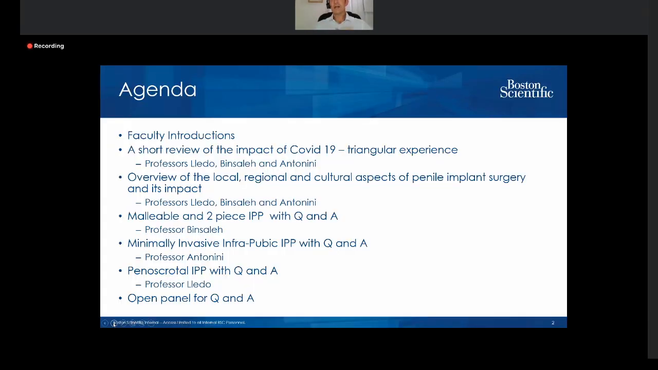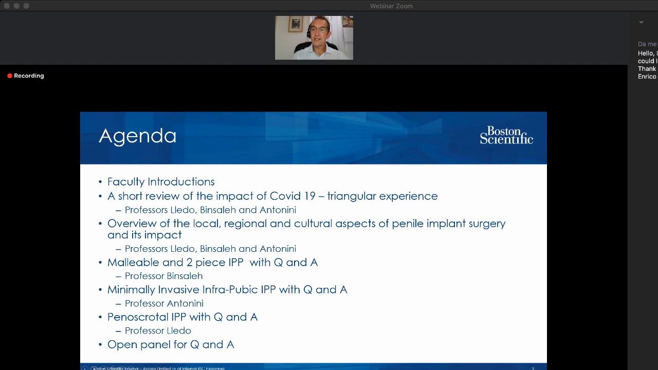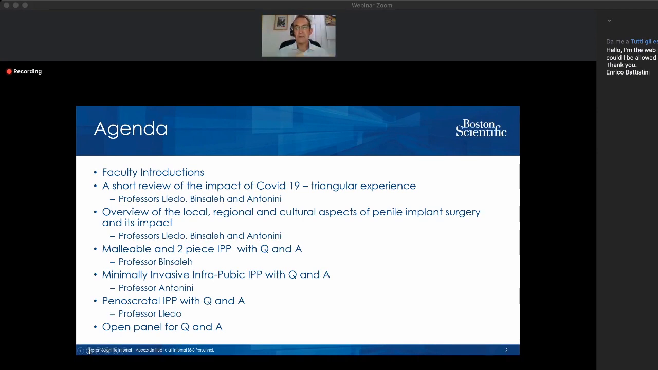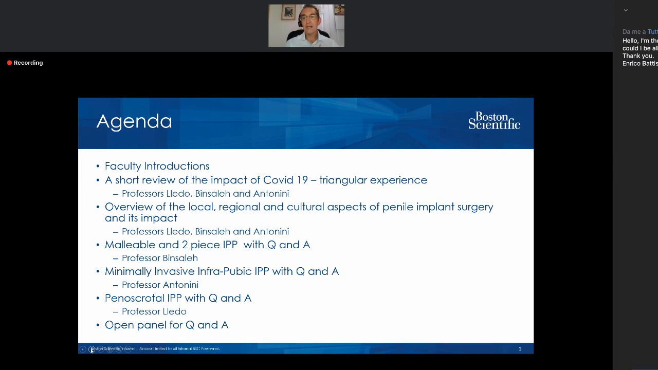So I will take a small introduction to each of our faculty members prior to a short review of the impact that COVID-19 has had on some of their clinical practice and how they perceive things have changed and how they may need to develop in the future as well. We will try to cover different elements of penile implant surgery today. So we will look at different types and different stages of surgery and when you might think about those, as well as the anatomy and physiology related to some of that. We will also look at some local, regional and cultural aspects that may be part of your decision-making process, no matter where you live, depending on the type of clientele and patients that may present to you.